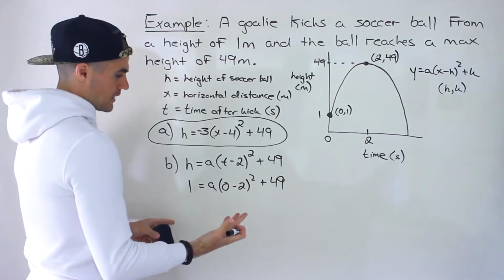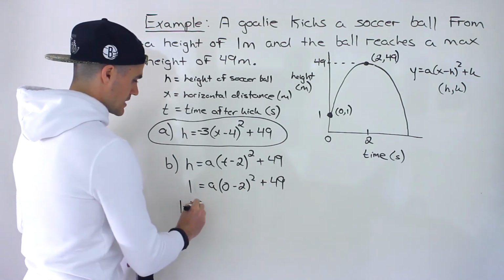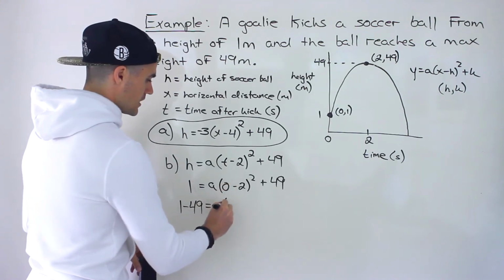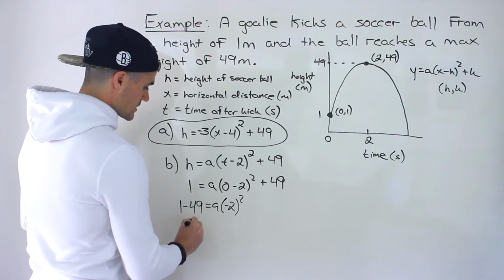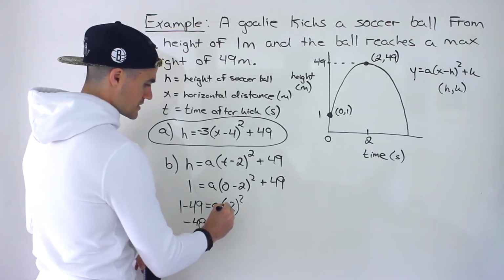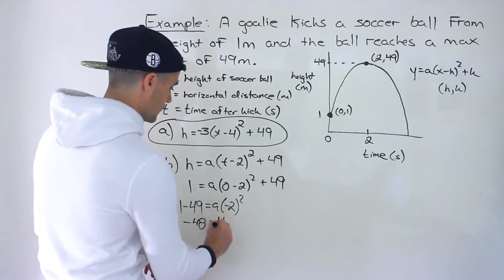And so now we just got to solve for that a value, so bring the 49 over like last time. This here is going to be negative 2, that's going to be to the power 2. 1 minus 49 gives us negative 48. And then this negative 2 to the power 2 gives us 4, times a gives us 4a.